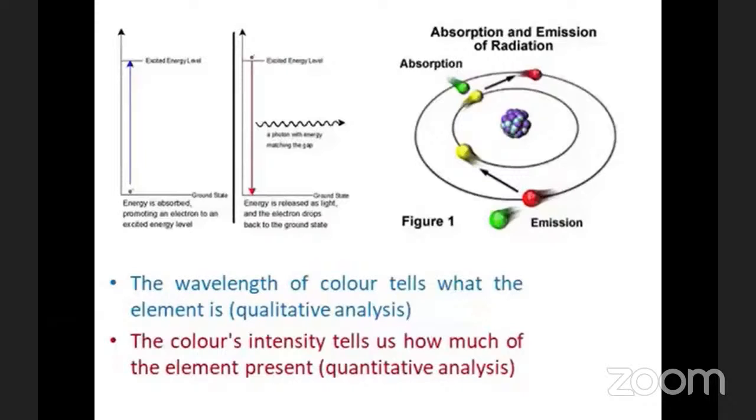And the color's intensity tells us how much of the element is present in the sample. That is a quantitative estimation. So in conclusion, the wavelength of light emitted gives us an idea about the element present in the sample, and color intensity gives us an idea about the concentration of the sample. That is, this method can be employed for both qualitative as well as quantitative analysis.